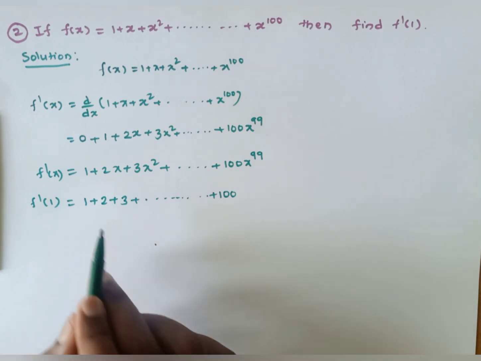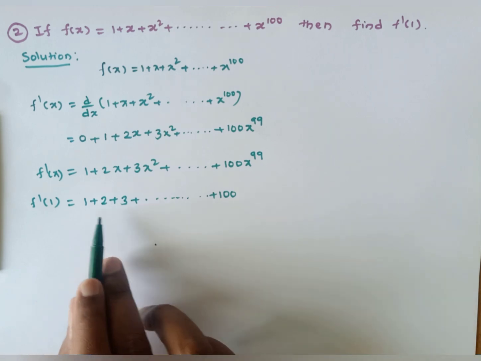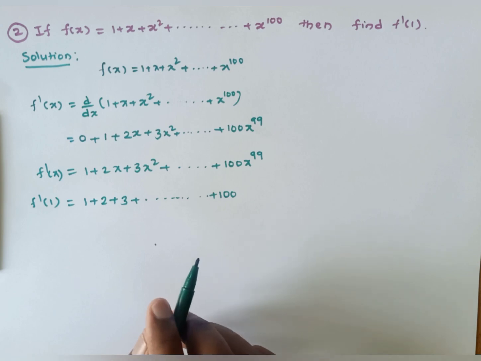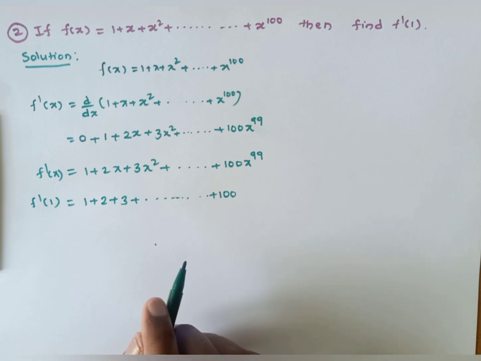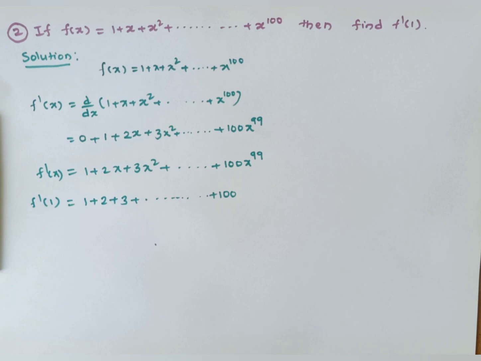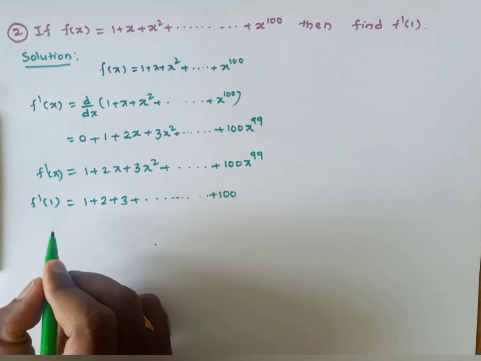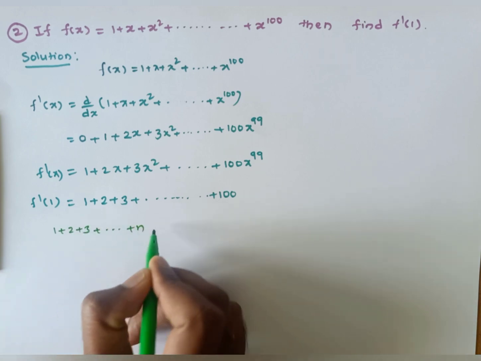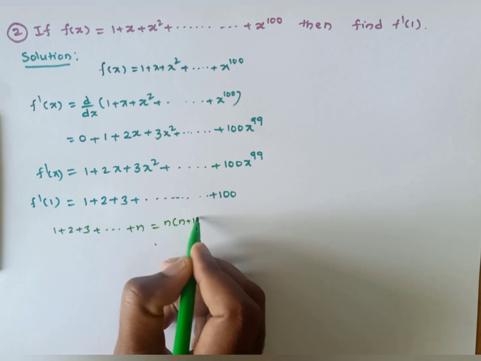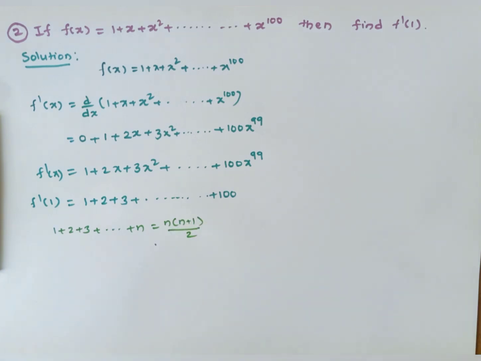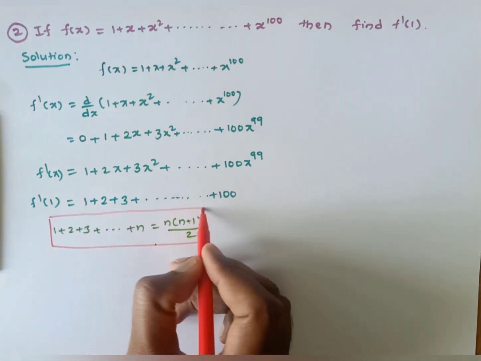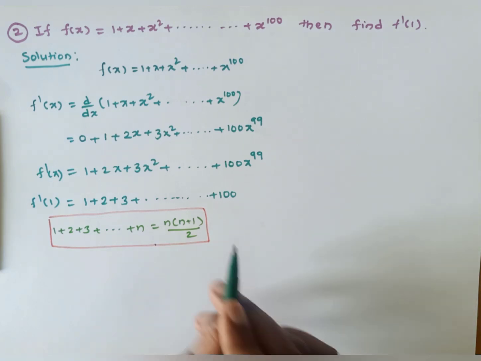Now here, 1 plus 2 plus 3 and so on up to 100, the sum of the first 100 natural numbers. We know there is a formula from mathematical induction: 1 plus 2 plus 3 and so on up to n equals n into n plus 1 by 2, right? So the sum of the first n natural numbers is n into n plus 1 by 2. Now we can apply this formula here, where n equals 100, right?